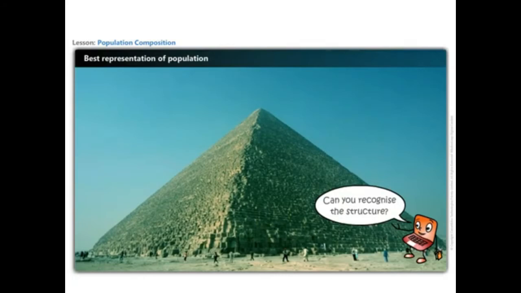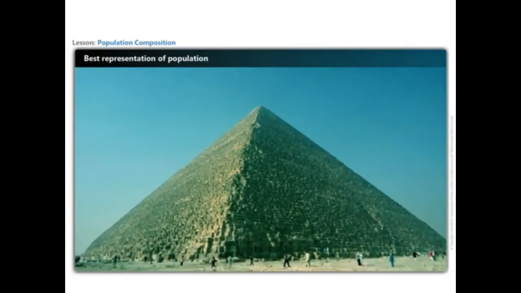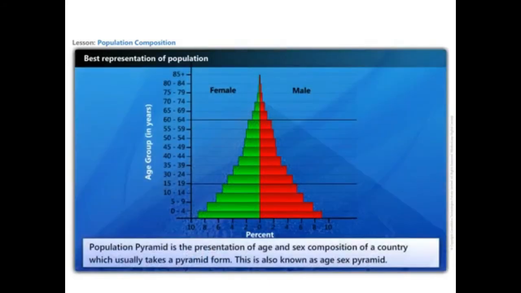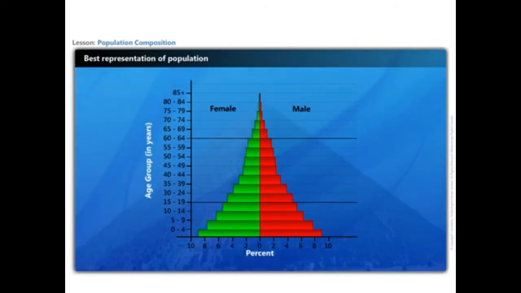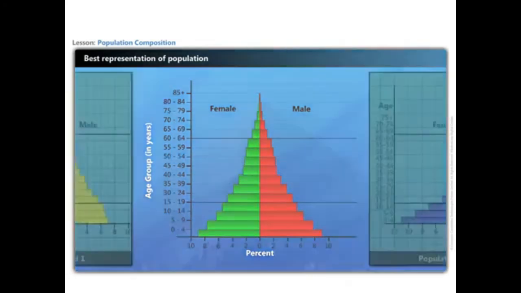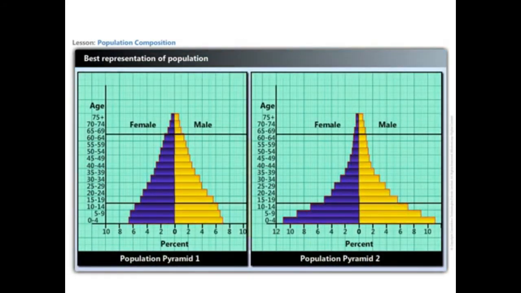Can you recognize the structure? Yes, this is one of the great pyramids in Egypt. An interesting way of studying the population composition of a country is presenting population in a pyramid, which is also called as age-sex pyramid. A population pyramid shows the total population divided into various age groups like 5 to 9 years, 10 to 14 years, etc. The percentage of the total population subdivided into males and females in each of those groups. The shape of the population pyramid describes the people living in that particular country.